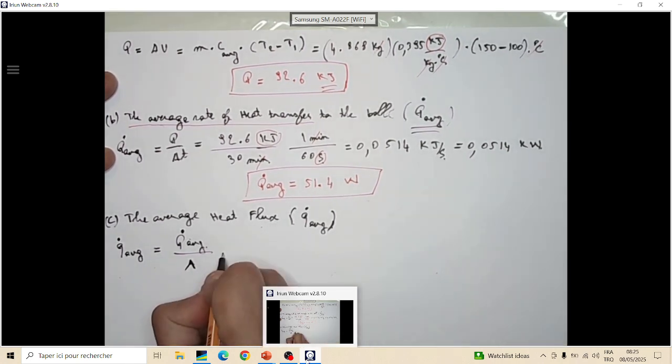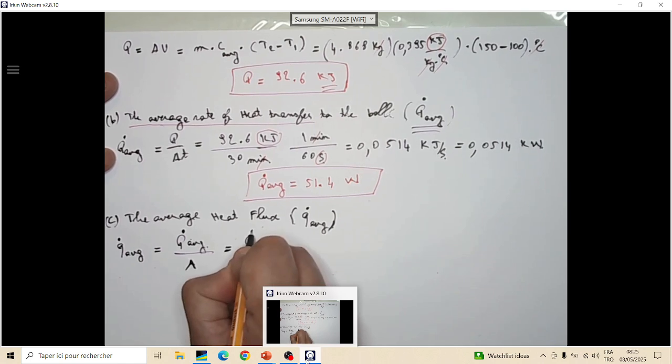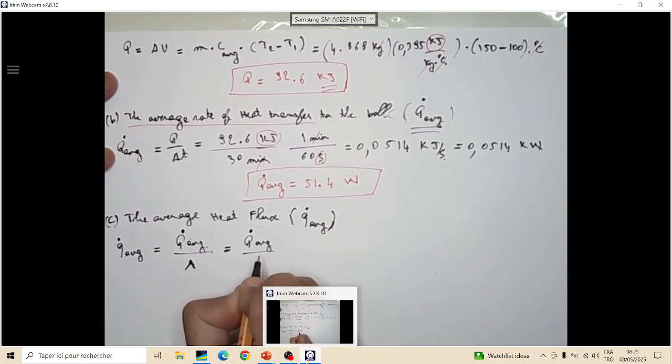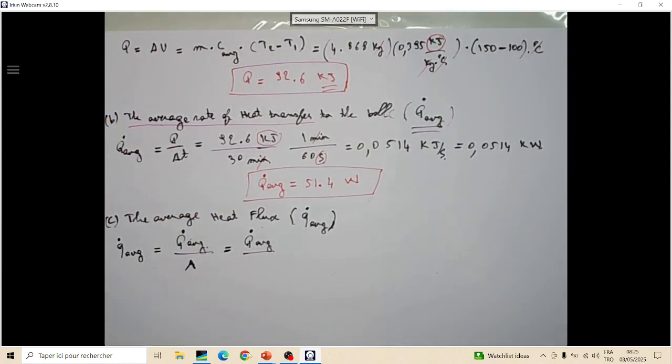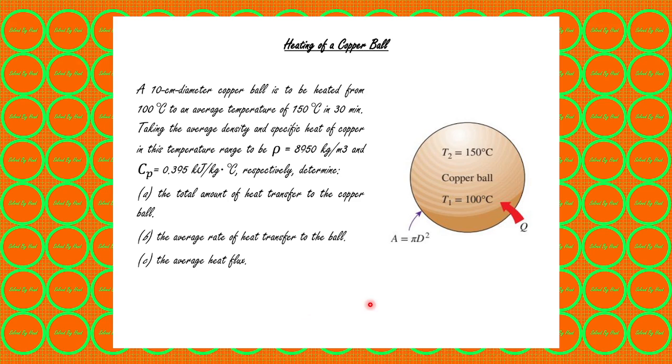So the area of the ball is equal to the area of the sphere. What is the area? We already have the formula for the area. The area of the sphere, or the area of the ball, is equal to pi times D squared. So this is the area of the ball.